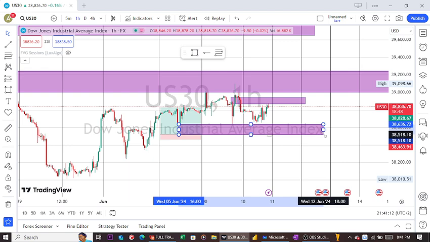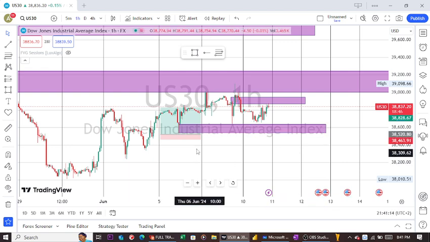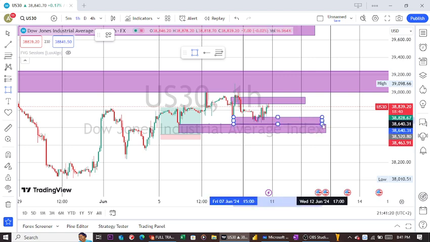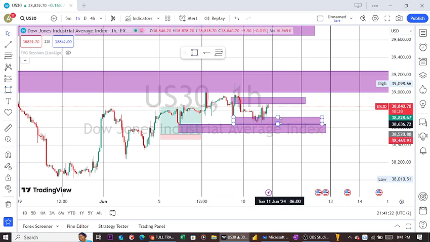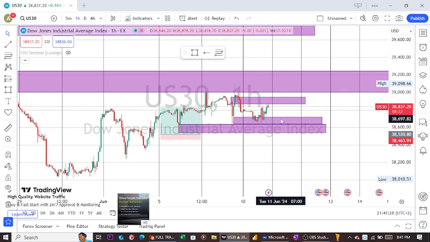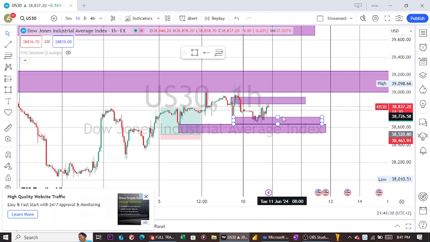I have this level here, I have this level, and I also have this level. So I'm expecting that price might reverse in this zone. Price might reverse here or here. So these are the zones I'm looking out for reversal. If I'm entering this trade by tomorrow, I'll be taking my profit anywhere here.